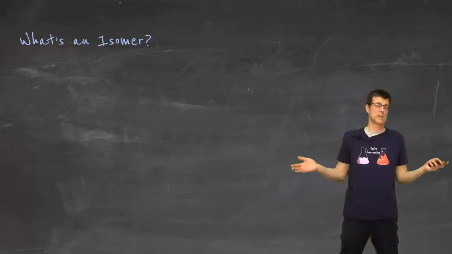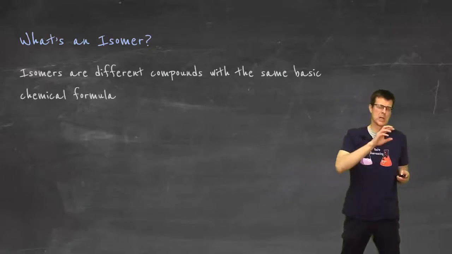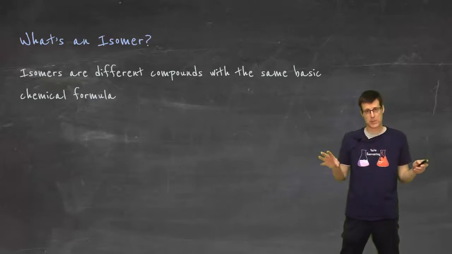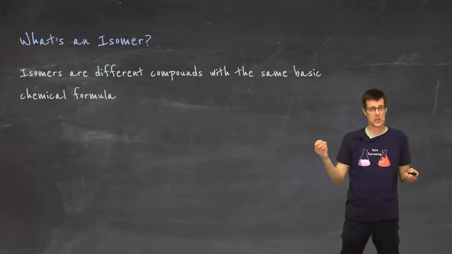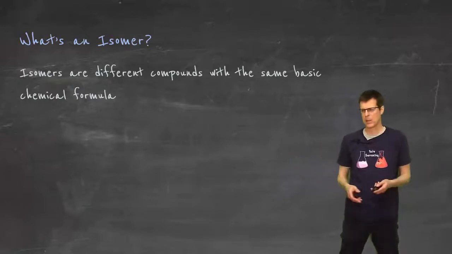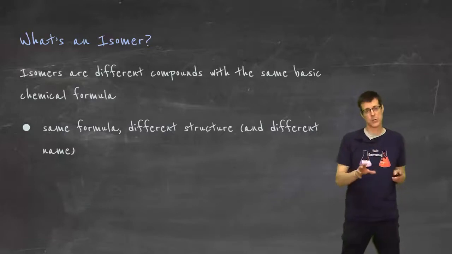So first of all, what is an isomer? Well, an isomer, very simply, is two compounds that have exactly the same chemical formula, but they're different compounds because they have a different structure. It comes from two Greek words, iso meaning same, and mer meaning parts, so same parts. So it's a different compound, but they have the same molecular formula. They're also going to have a different structure, and that would mean they would also have a different name.